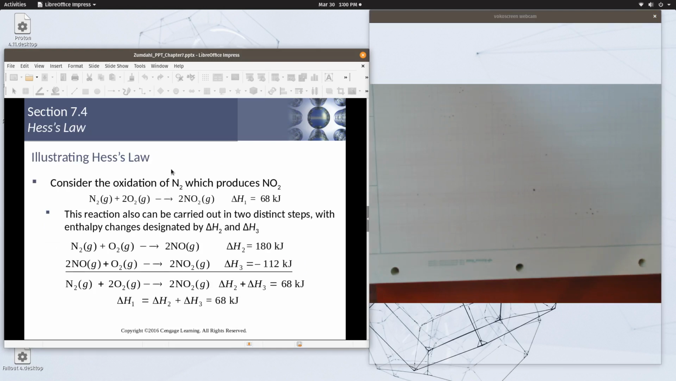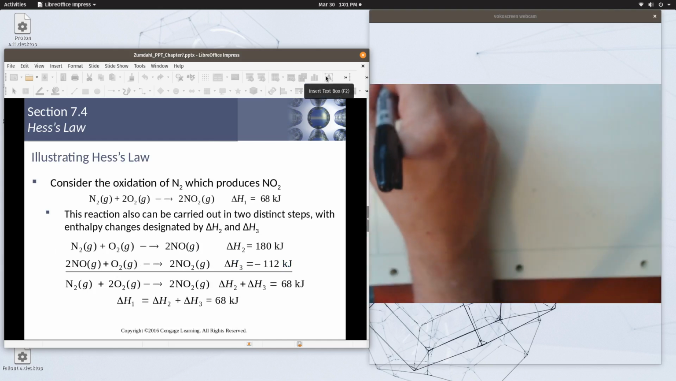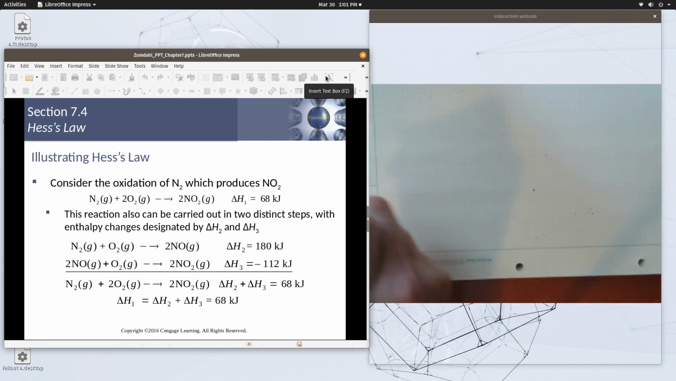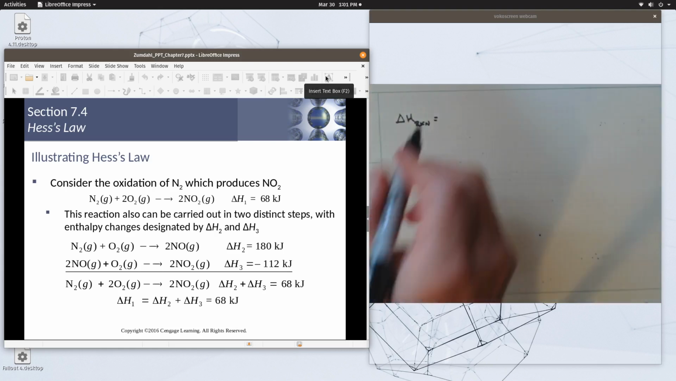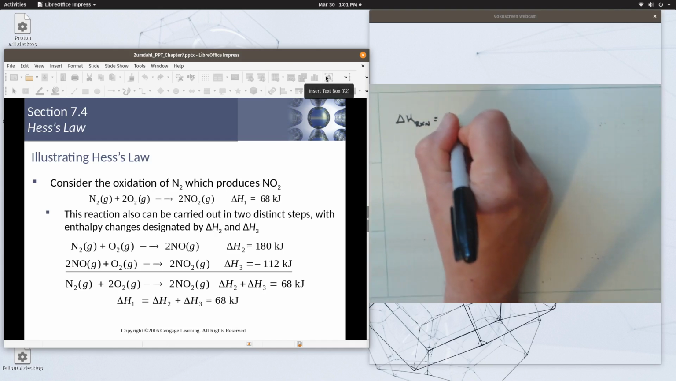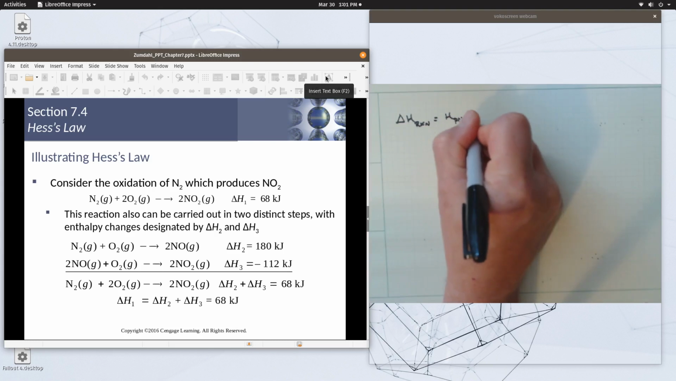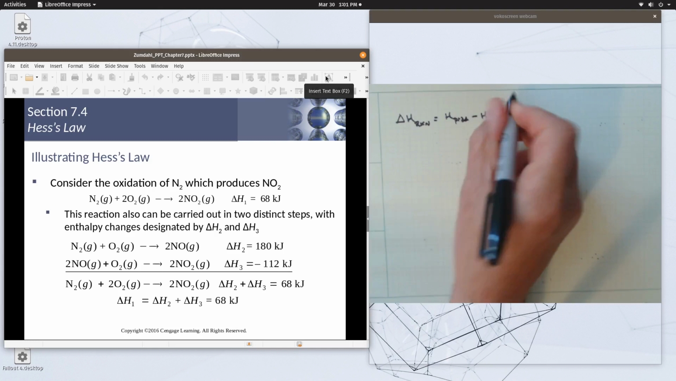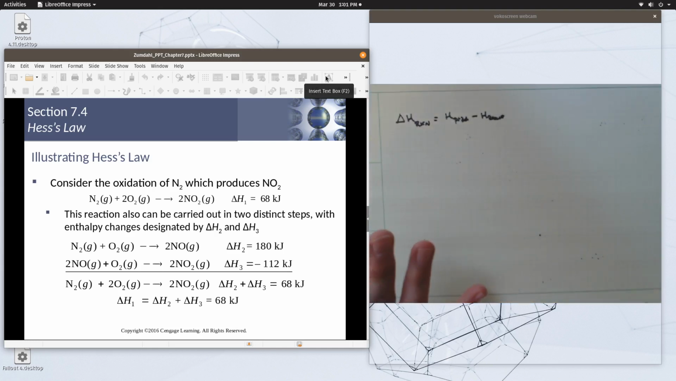So, Hess's law is quite easy to understand. Basically, in Hess's law, the enthalpy of a reaction is equal to the enthalpy of the products minus the enthalpy of the reactants.